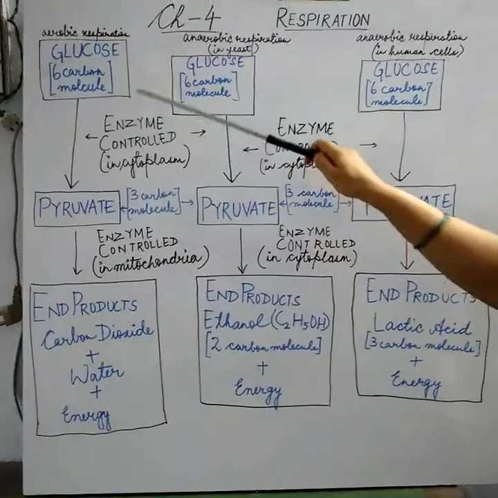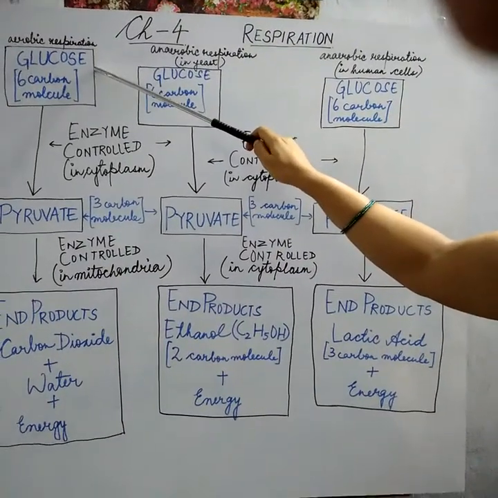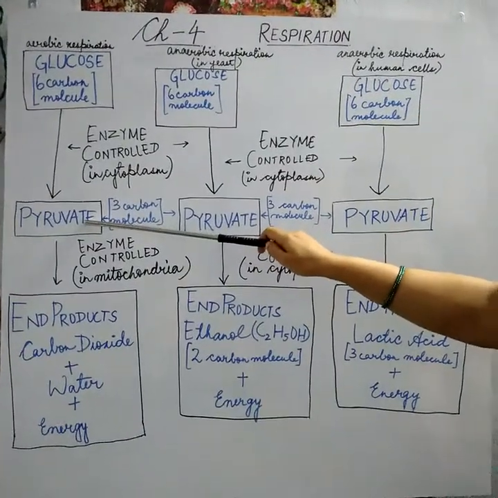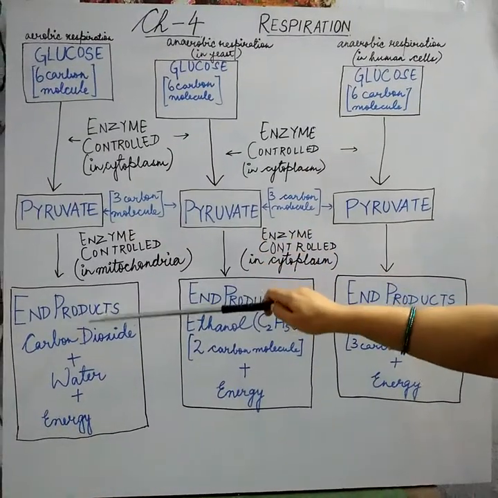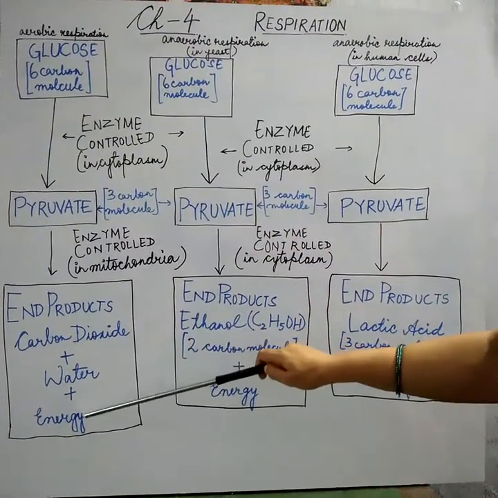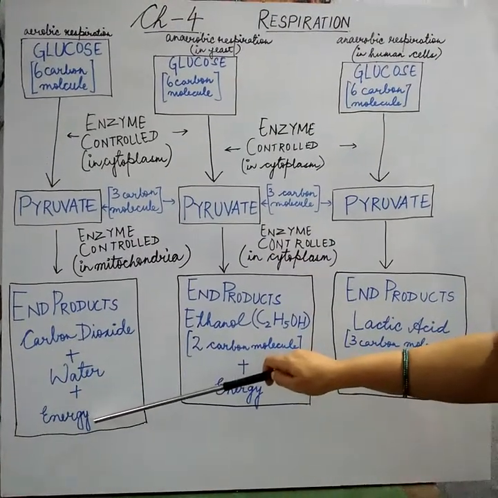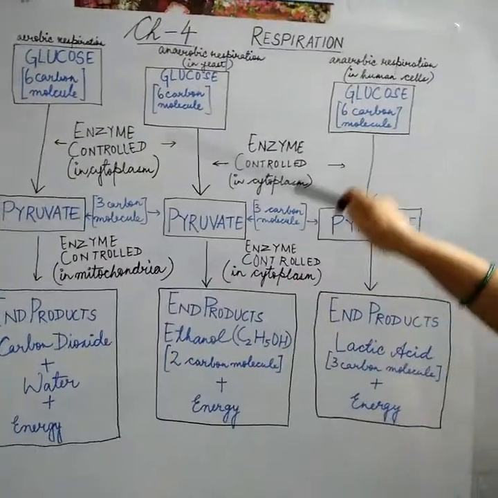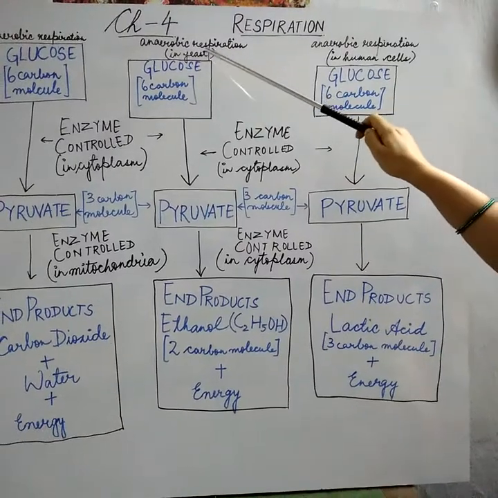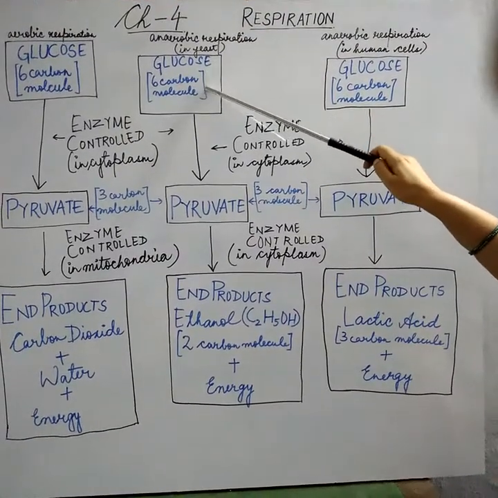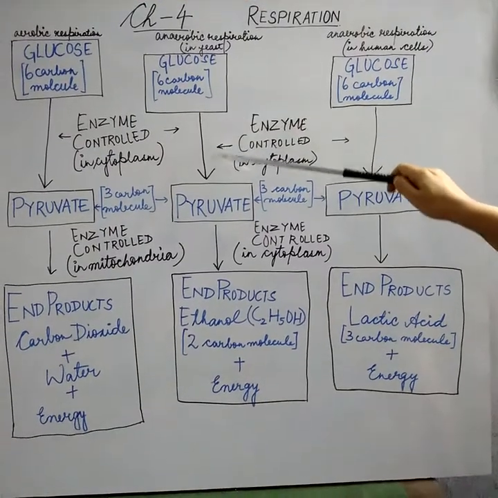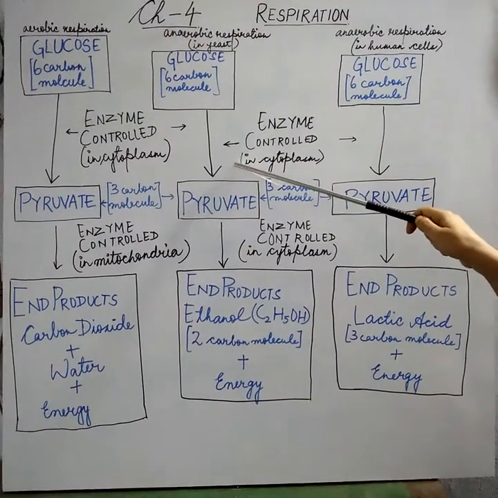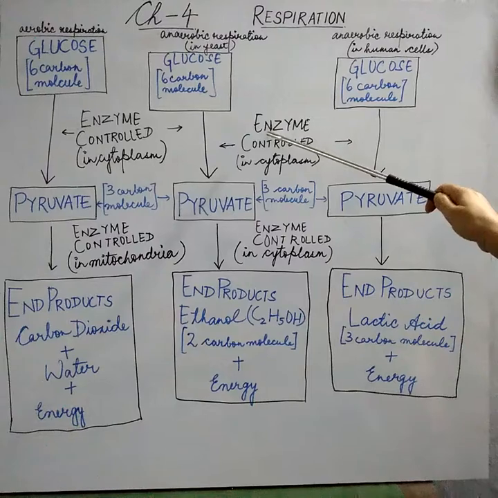Clear, children? So what is the pathway of aerobic respiration? It's very simple. Here glucose is converted into pyruvate, that is 3-carbon molecule compound, and end products are carbon dioxide, water and energy. And in this step, huge amount of energy, that is 38 molecules of energy are released. Clear? Now the second one, anaerobic respiration in yeast. What happens here? Glucose, it is a 6-carbon molecule compound, is converted into pyruvate. It is a 3-carbon molecule compound. This step occurs in the cytoplasm of the cell in presence of enzyme.